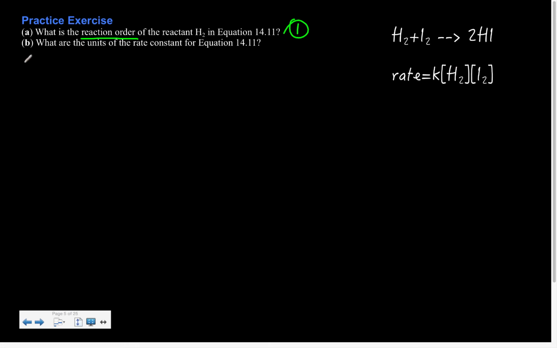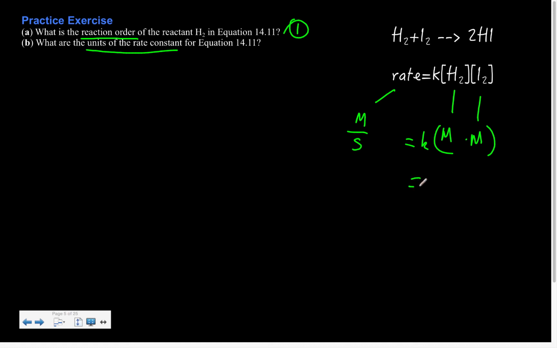Okay? So what are the units of the rate constant for equation 14.11? That's the one thing we skipped over in the last one. But we know that rate is going to be molarity per second. We know that this is units of molarity, and this is units of molarity. So we have molarity times molarity times k has to equal that, which means that this is molar squared.